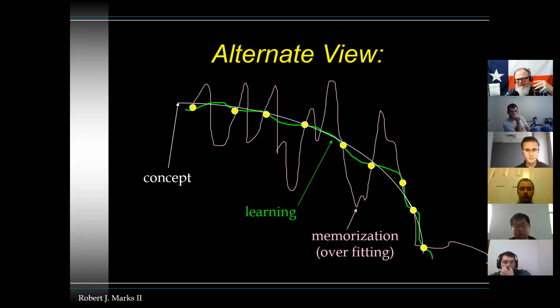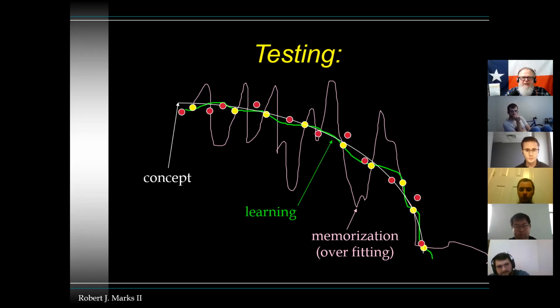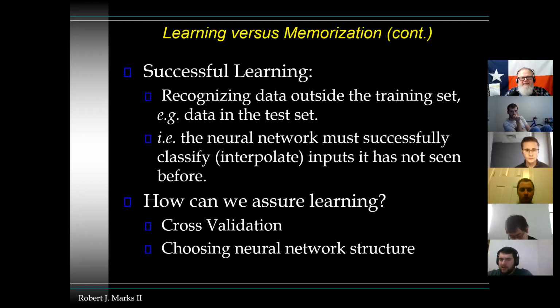How do we assure that? We assure that with something called... let me go through this list first of all. Learning versus memorization. We want to recognize data outside of the training set. In other words, if we do sumo wrestlers and basketball players, if we get a sumo wrestler we haven't seen yet, we hope that it's classified as a sumo wrestler. So it has to be able to recognize things it hasn't seen before. That's the test of learning versus memorization. How can we assure learning? One is by cross-validation. The other one is by choosing neural network structure. And we're going to talk about cross-validation here next.